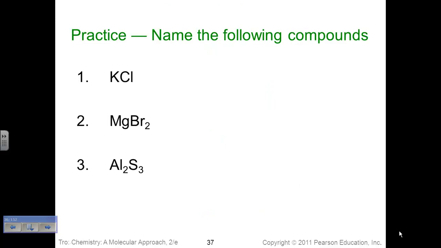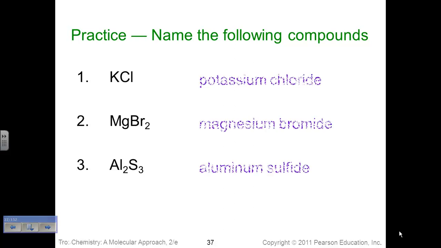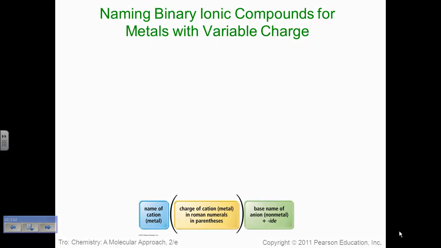Now you practice. These are all binary ionic compounds that do not need a Roman numeral. We know the charge by where they live. Pause the video and write down the names. Start it up when you're ready to check. Did you write potassium chloride, magnesium bromide, and aluminum sulfide? The names of these binary ionic compounds.